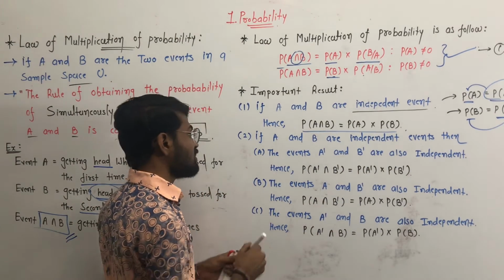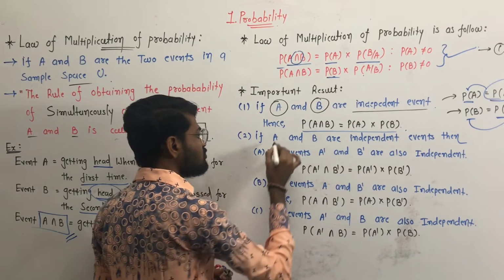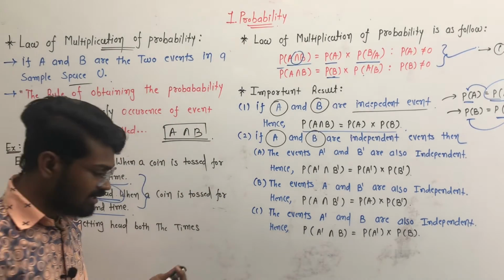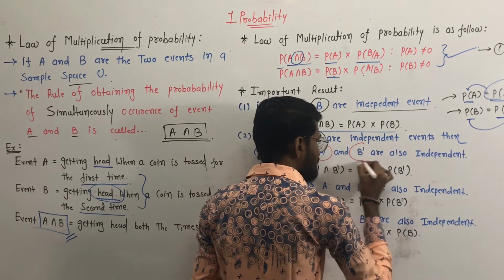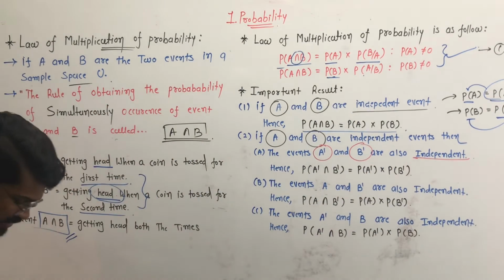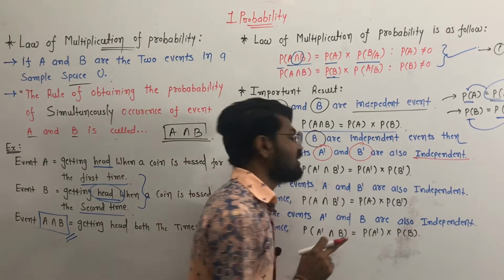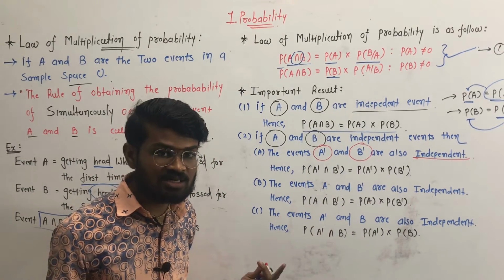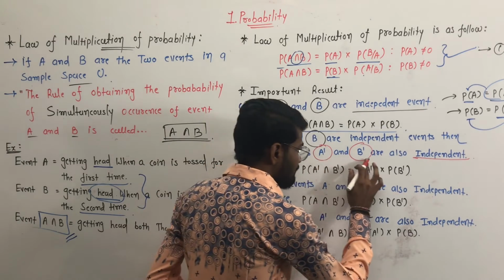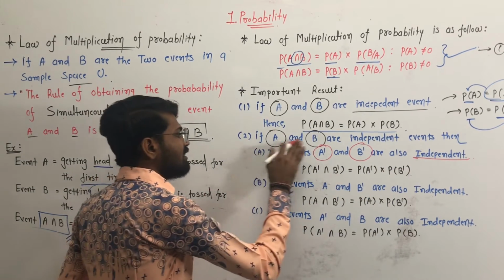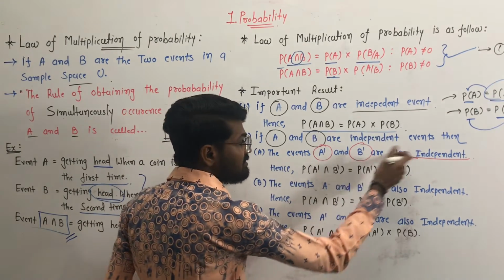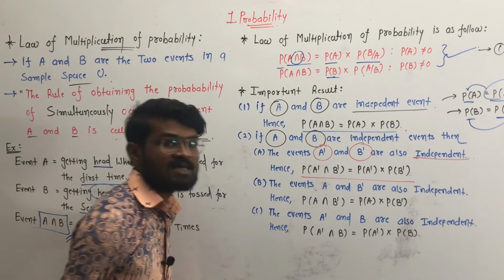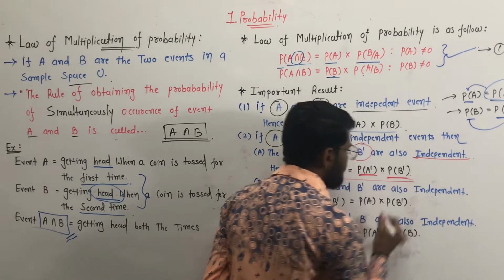Now the second result: if events A and B are independent, then events A dash and B dash are also independent. That is, if A and B are independent, then the complement of event A and the complement of event B are also independent. So we can write the formula P of A dash intersection B dash is equal to P of A dash multiplied by P of B dash.